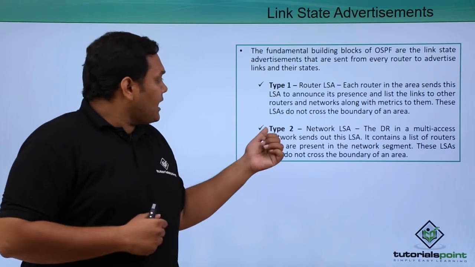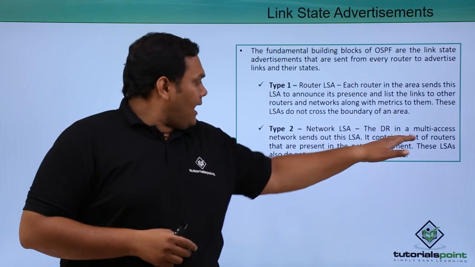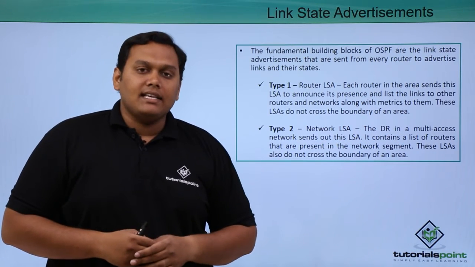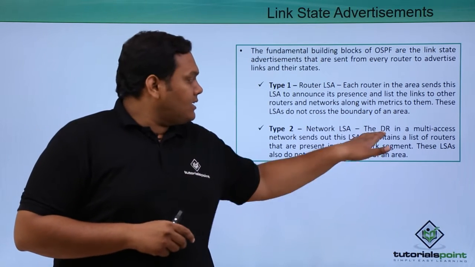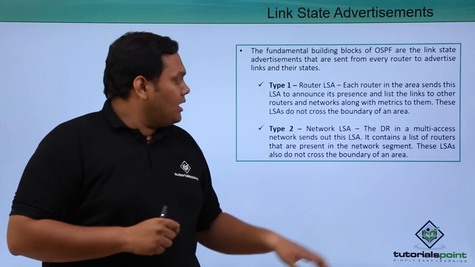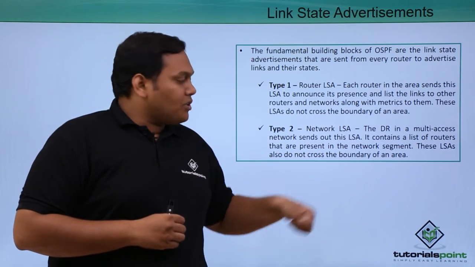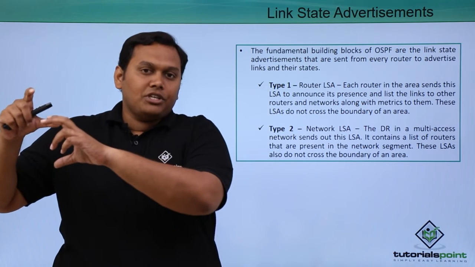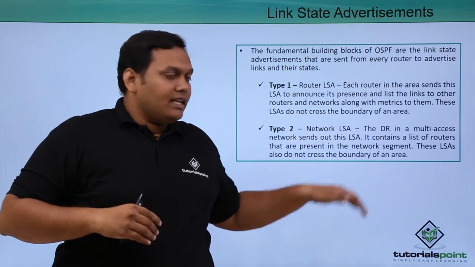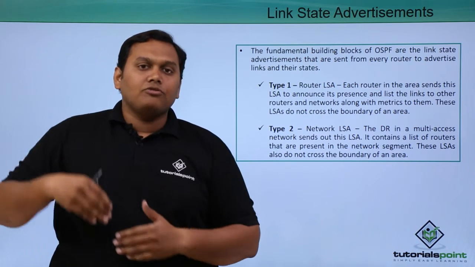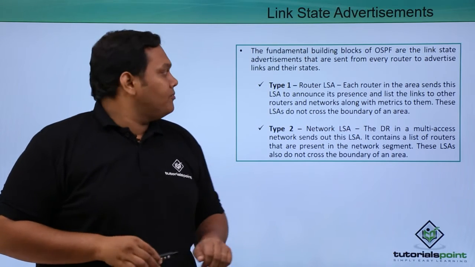Coming to the other one, the type 2 is network LSA. The designated router in a multi-access network sends out this LSA, and it contains the list of routers that are present in the network segment. So this network LSA has the information about the networks in the network segment and the list of the networks available. These LSAs also do not cross the area.